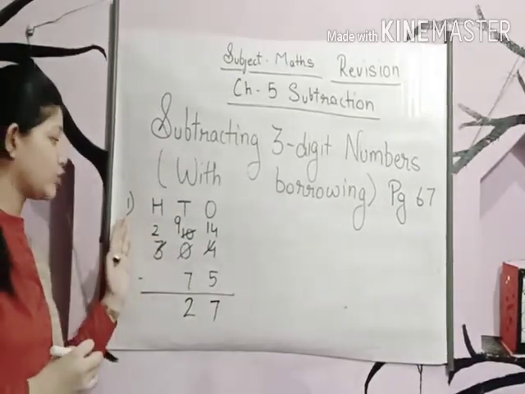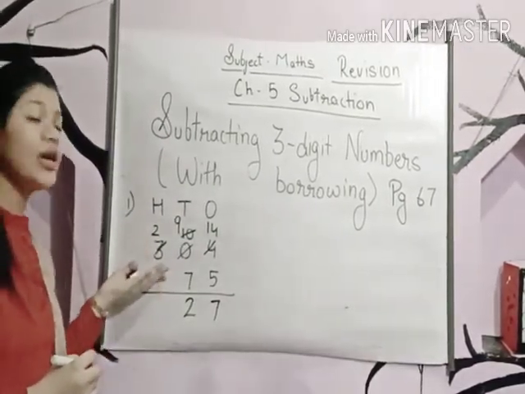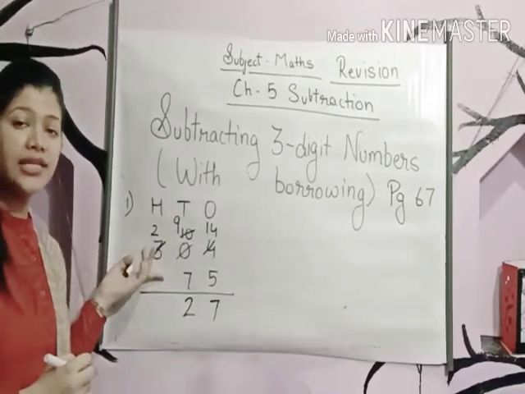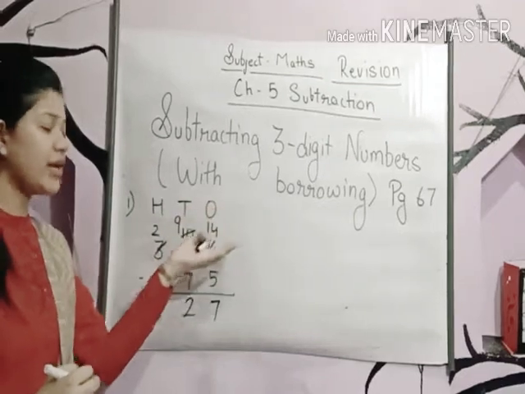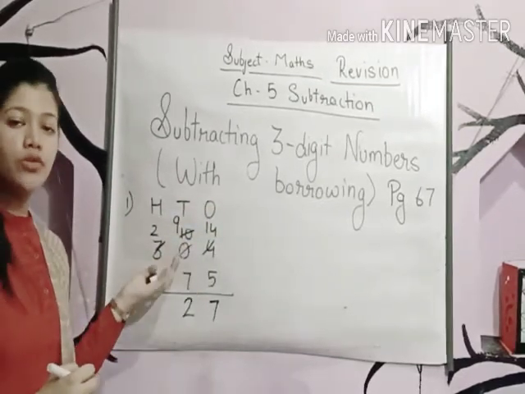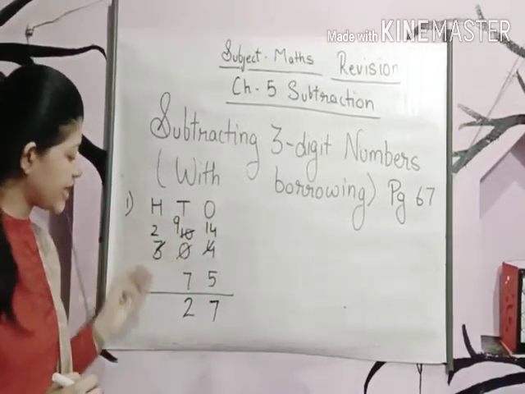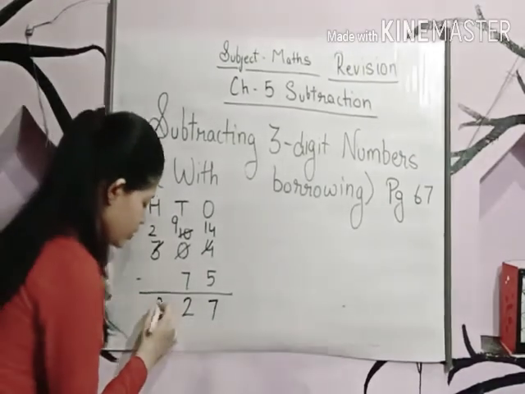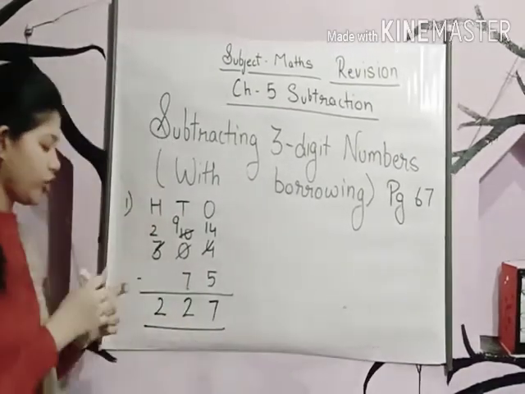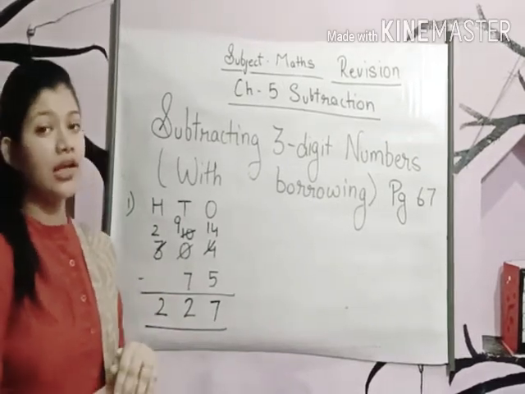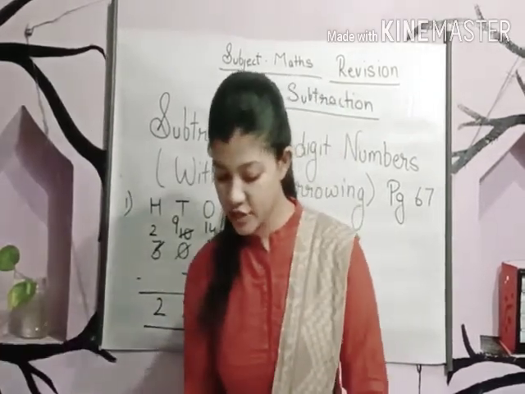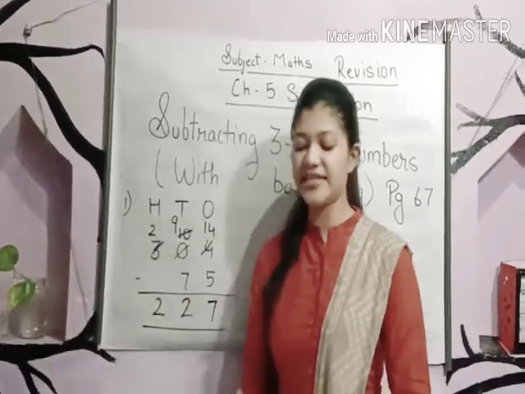Let's come to the hundreds column. 2, now no number is given over here. There is no hundreds digit in the subtrahend, that is 75. So we will copy the same number over here. That is what we got as a difference, 227. Clear?